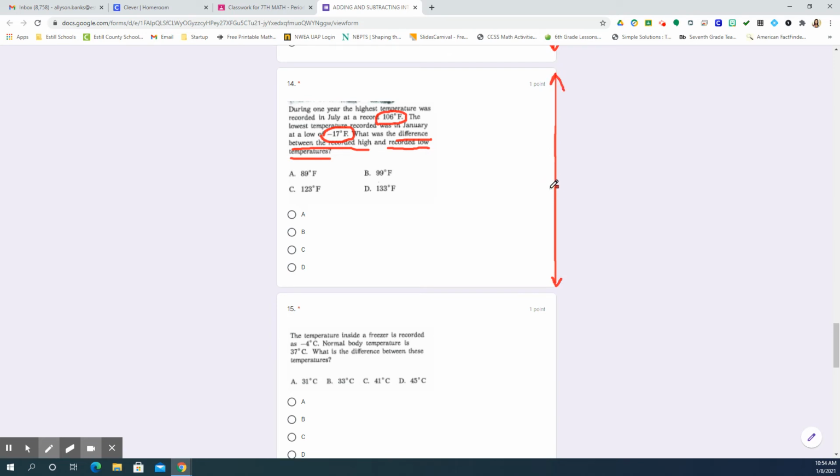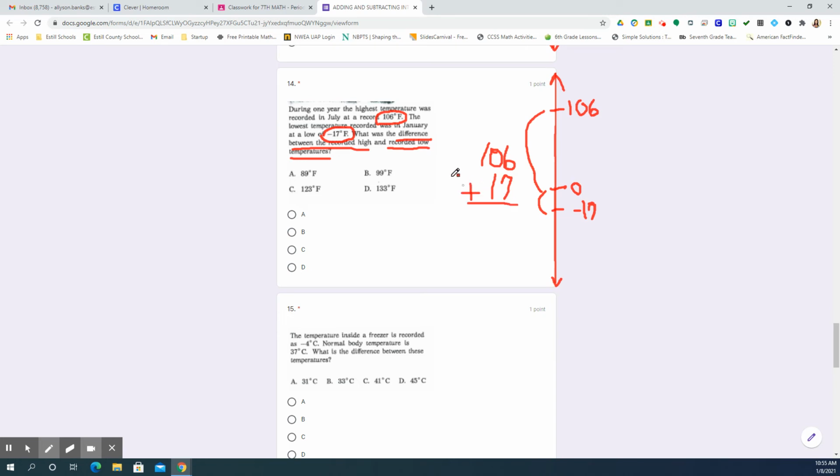Okay, and so I put my 0 here. And I'm going to say 106 degrees is way up here, and negative 17 is down here. And so I have to figure out how far it is between 106 and negative 17. Okay? All right, so I know this is 106 degrees, and I know this is 17 more. So you guys need to add 106 plus 17 to figure out what your answer is.